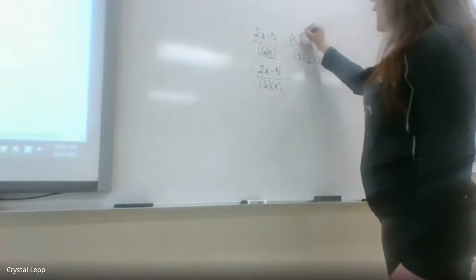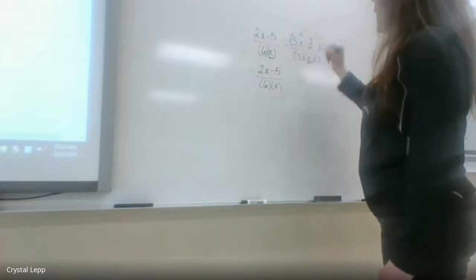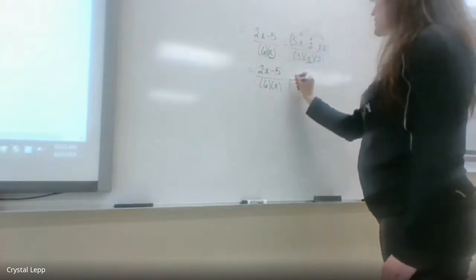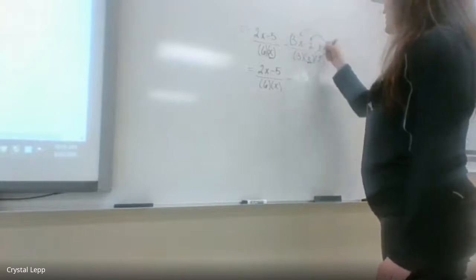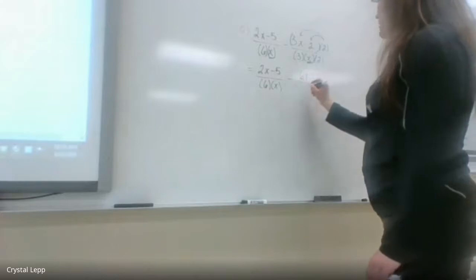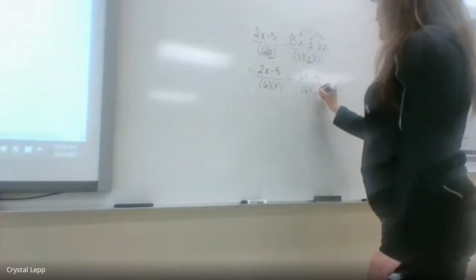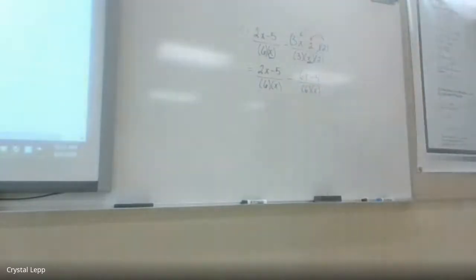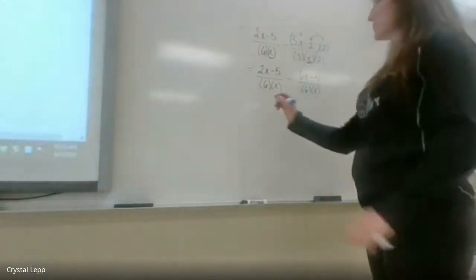minus, I have to distribute that. Minus sign just stays here, I don't deal with it. 3x times 2 is 6x. Minus 2 times minus 2 is minus 4 over 6x. Now I have common denominators.